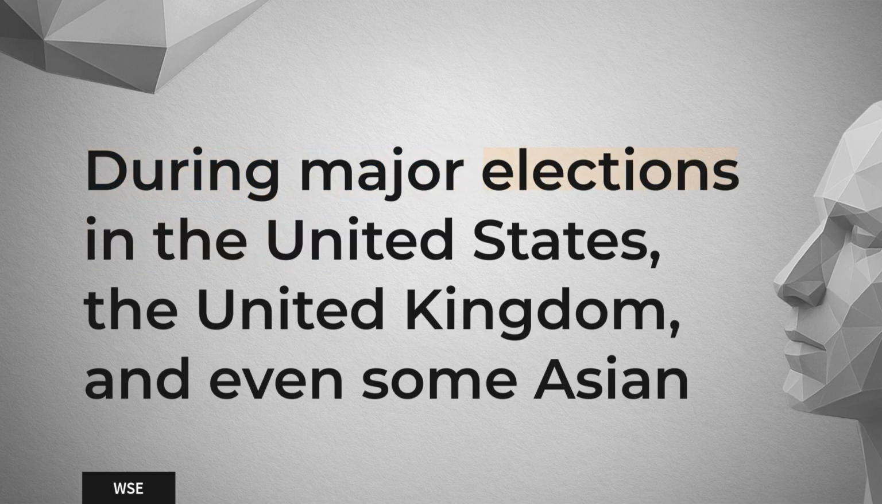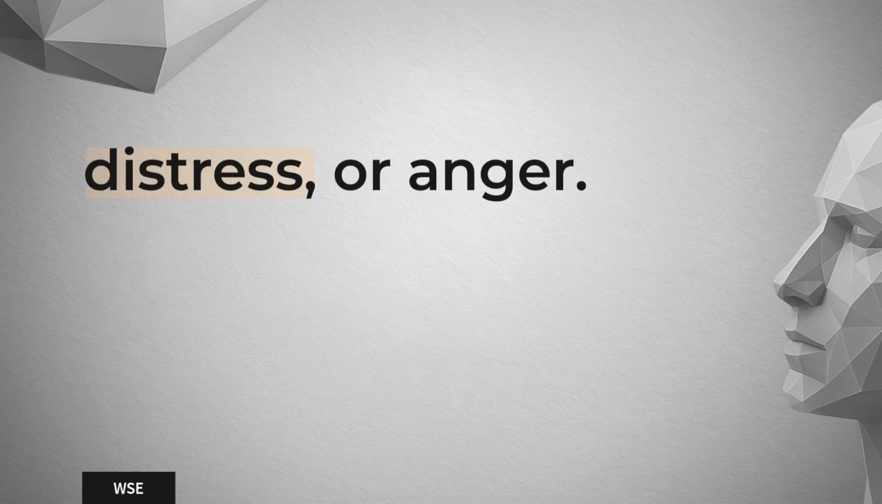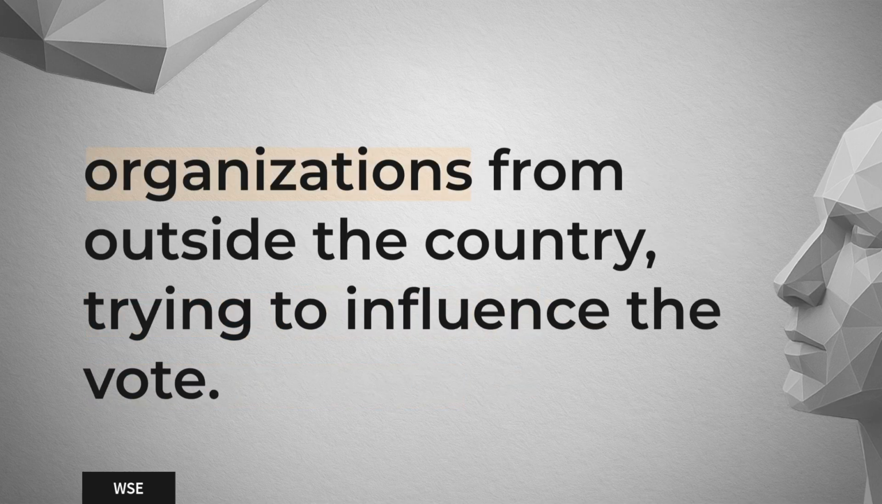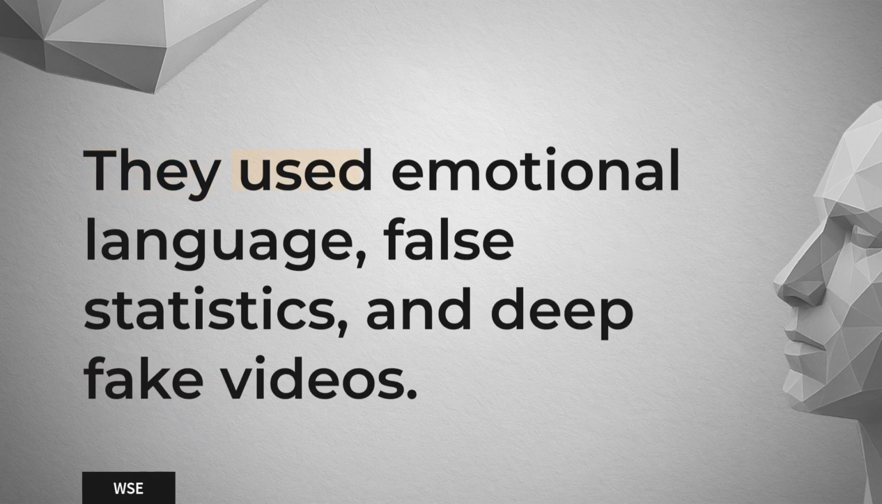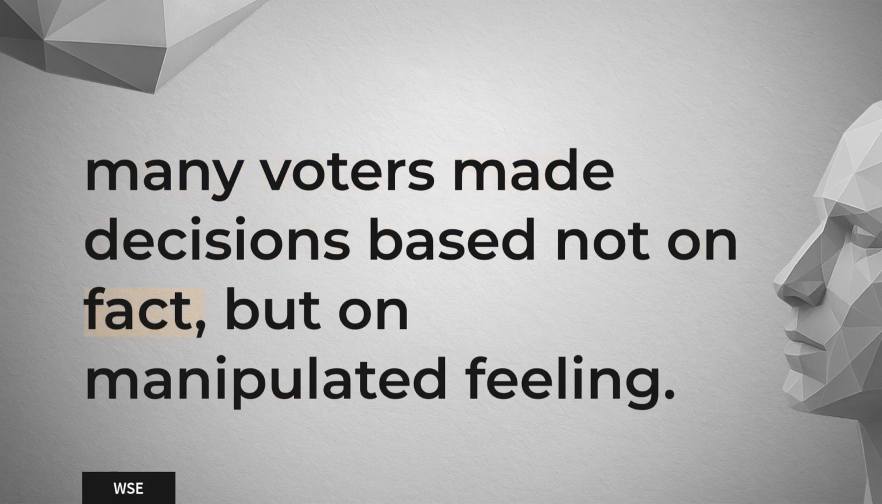During major elections in the United States, the United Kingdom, and even some Asian countries, fake news stories were deliberately spread to create fear, distrust, or anger. Some of these stories were created by foreign actors, meaning governments or organizations from outside the country, trying to influence the vote. They used emotional language, false statistics, and deepfake videos. And it worked. Many voters made decisions based not on facts, but on manipulated feelings.